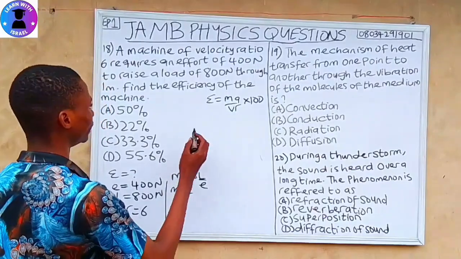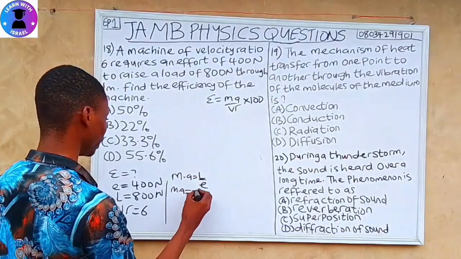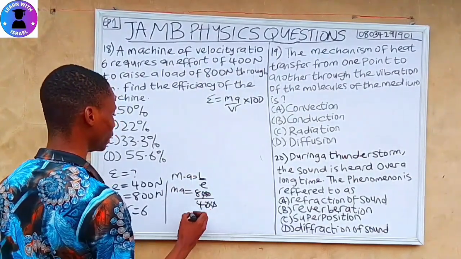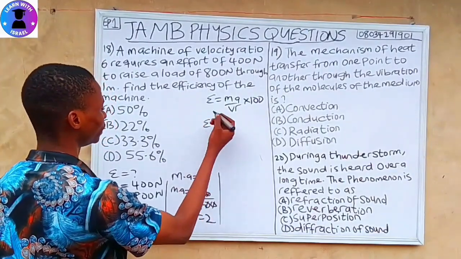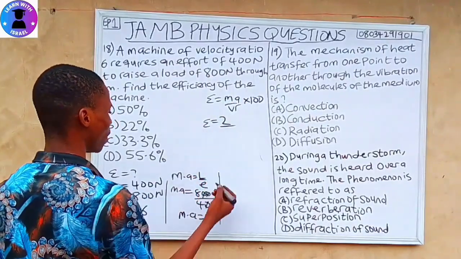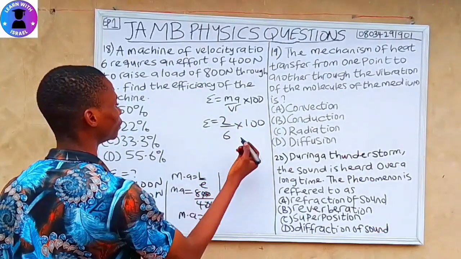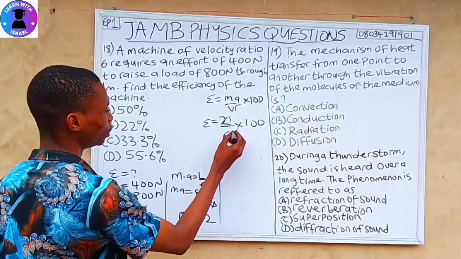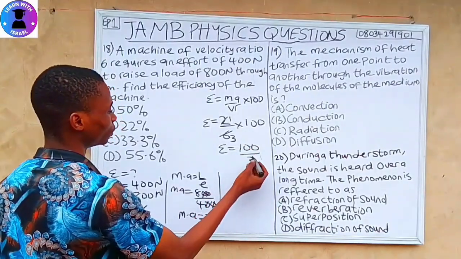To calculate efficiency, we need to know our mechanical advantage. So our load is 800 and our effort is 400. So 800 divided by 400 is 2. So our mechanical advantage is 2. So we can now proceed to solve. So our efficiency equals our MA, which is 2, over our VR, which is 6, multiplied by 100. So 2 cancels 1, 2 cancels 2 will give us 1, 2 cancels 6 will give us 3. So we are now left with 100 all over 3.